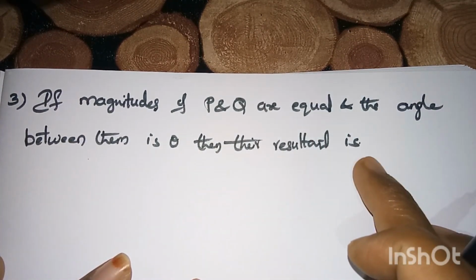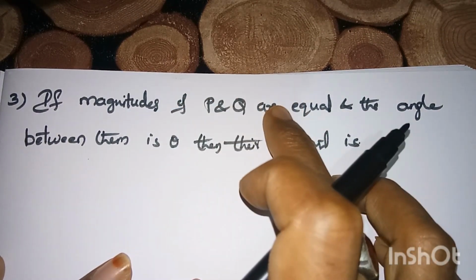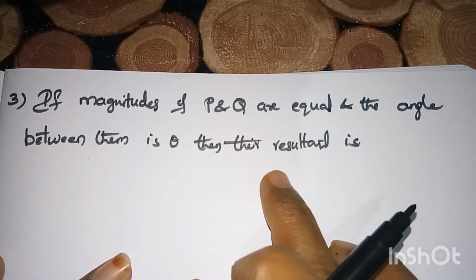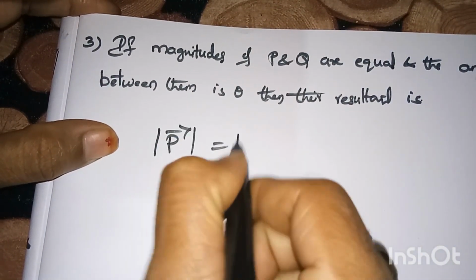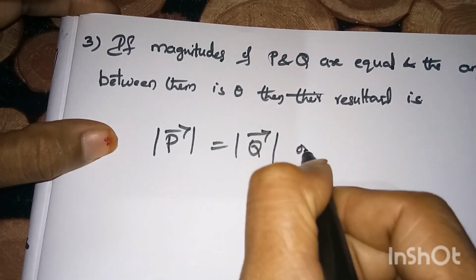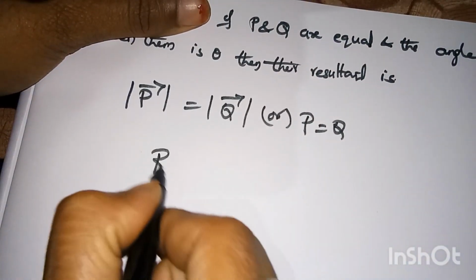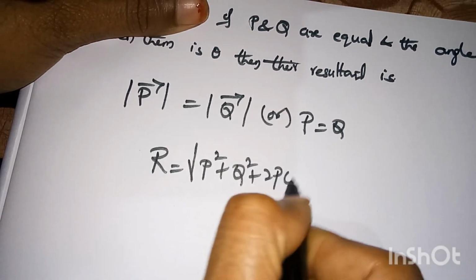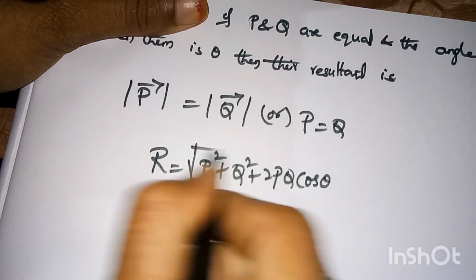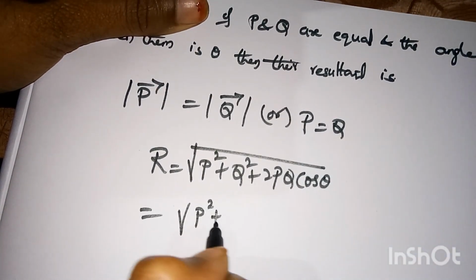Then find their resultant when P is equal to Q: what will be the magnitude of the resultant and the direction of the resultant. They said that magnitude of P bar is equal to magnitude of Q bar, that is, this can be written as P equals Q. So the resultant can be written as R equals under root P square plus Q square plus 2PQ cos theta. So substitute here. P is equal to Q, so in place of Q I am writing P.